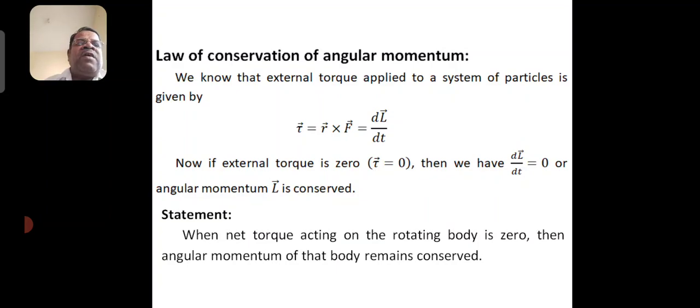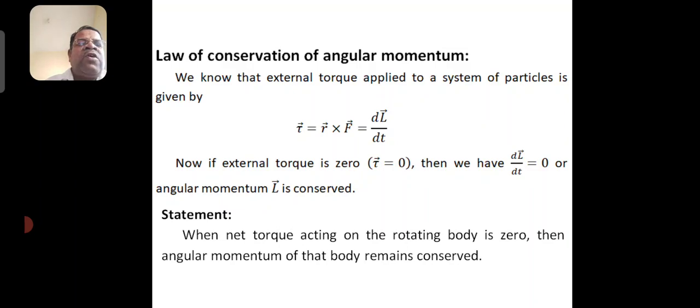In the previous class, torque applied to a system of particles is given by tau equal to r cross f, and also you know the relation between torque and angular momentum. Torque can also be defined as rate of change of angular momentum, that is dL by dt. Therefore, tau equals r cross f equals dL by dt.